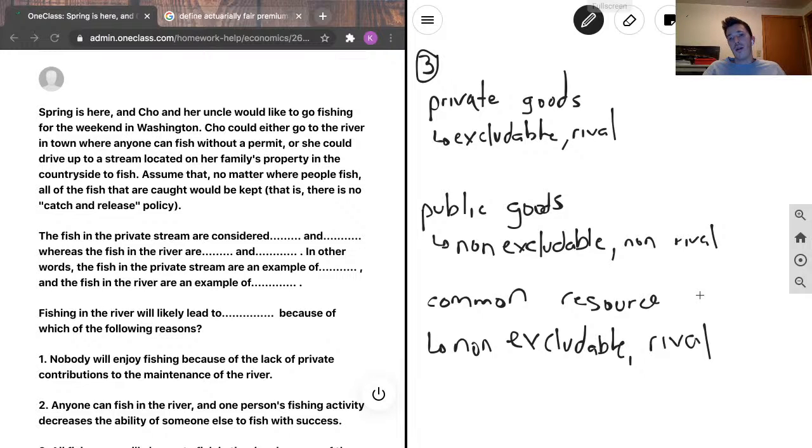Public goods are non-excludable and non-rival. So you can't stop anybody from going for a walk in the park. And you going for a walk in the park doesn't impact anyone else's ability to walk in the park.